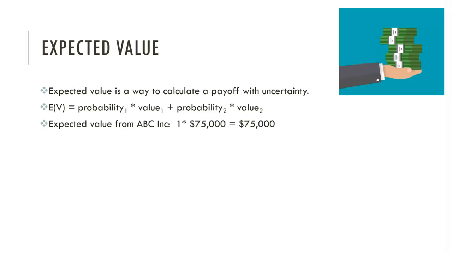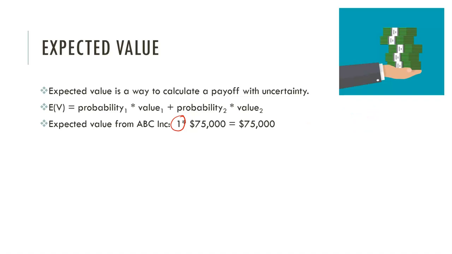So in this case, the expected value from ABC's job offer is 1 times 75,000. And it's 1 because it's 100%. If we had, like on the last slide, 30%, that's going to be 0.3. 70% is going to be 0.7. You add 5%, that'd be 0.05. So we're going to use the decimal rather than the percentage. Although, depending on what type of calculator you're using, sometimes you could say 30% times this and it does it automatically. But otherwise, we'll just use that decimal or fraction.